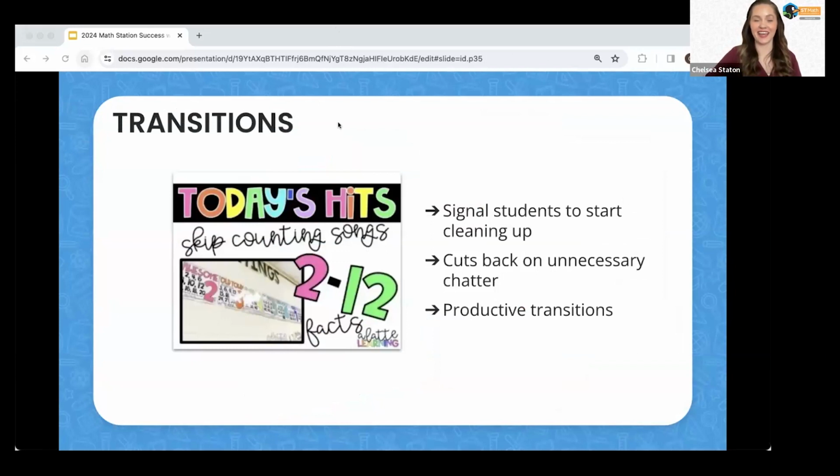Transitions can be something that just really eats up a lot of time and derails things. So I recommend having something active for students to do while they are cleaning up and getting ready for the next station. So I always liked using multiplication songs. There's lots of different ones out there. There's some that are super old school, like nursery rhymes, and there's some that are written to contemporary songs. So there's lots of ones to fit whatever your teaching style is. But when we were cleaning up and getting ready for the next station, students were expected to be singing these songs, or if you didn't want to sing, at least be quiet. So that was kind of the point of those.